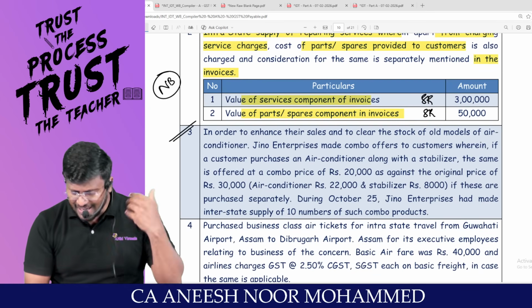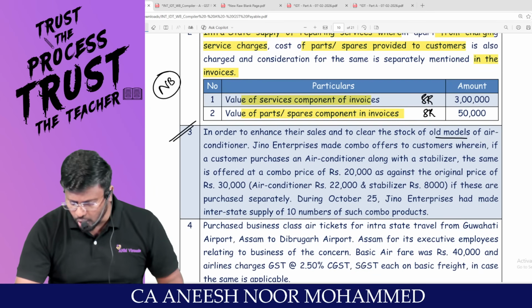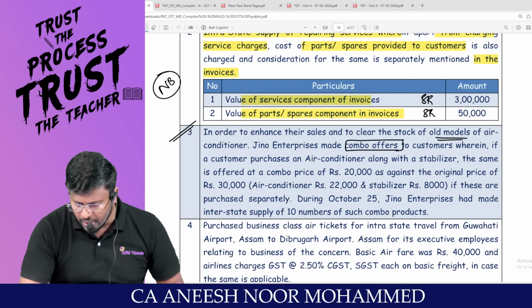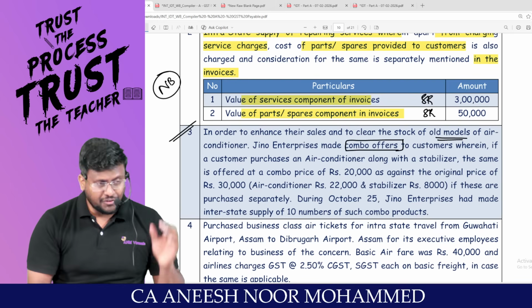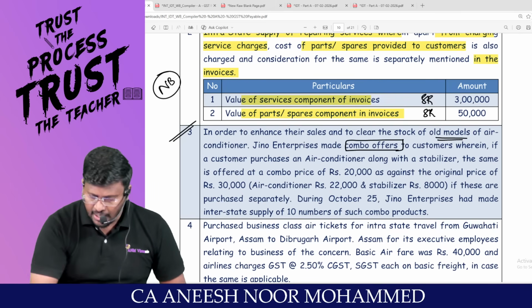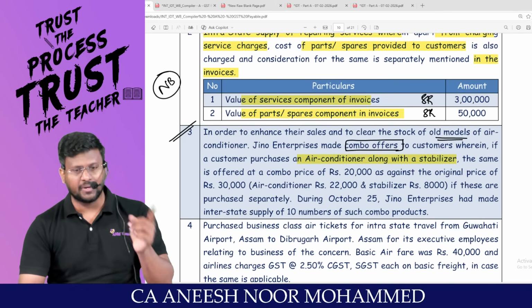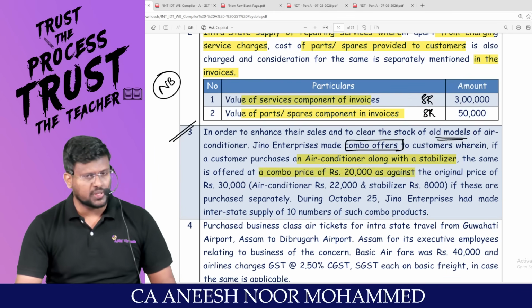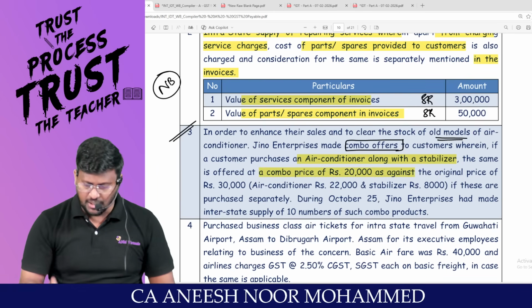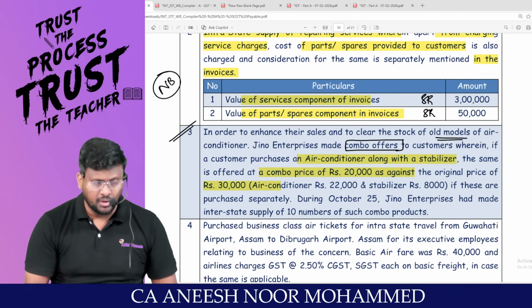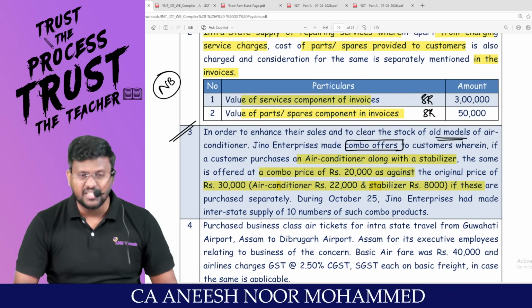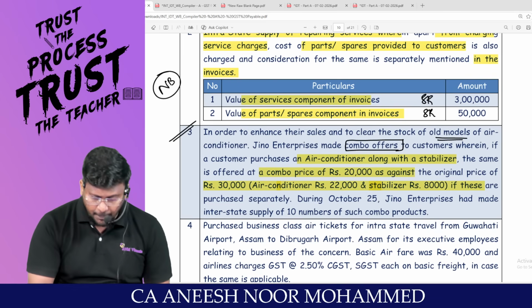In order to enhance their sale and to clear the stock of old model of AC, GST Enterprises made combo offers to customers, wherein if a customer purchases an AC along with a stabilizer, the same is offered at a combo price of 20,000. Put together, 20,000 they are going to sell, as against the original price of 30,000. Before the offer, AC was at 22,000 and stabilizer was at 8,000.